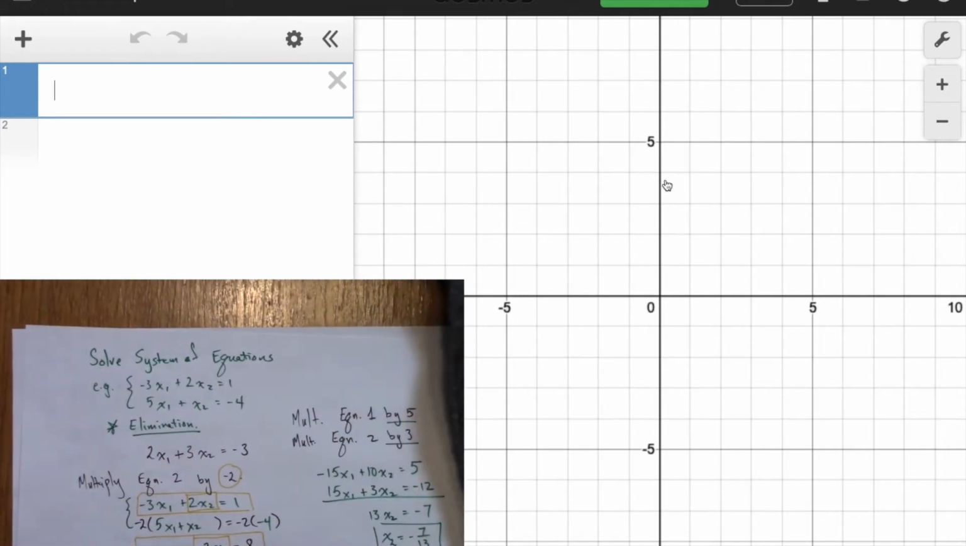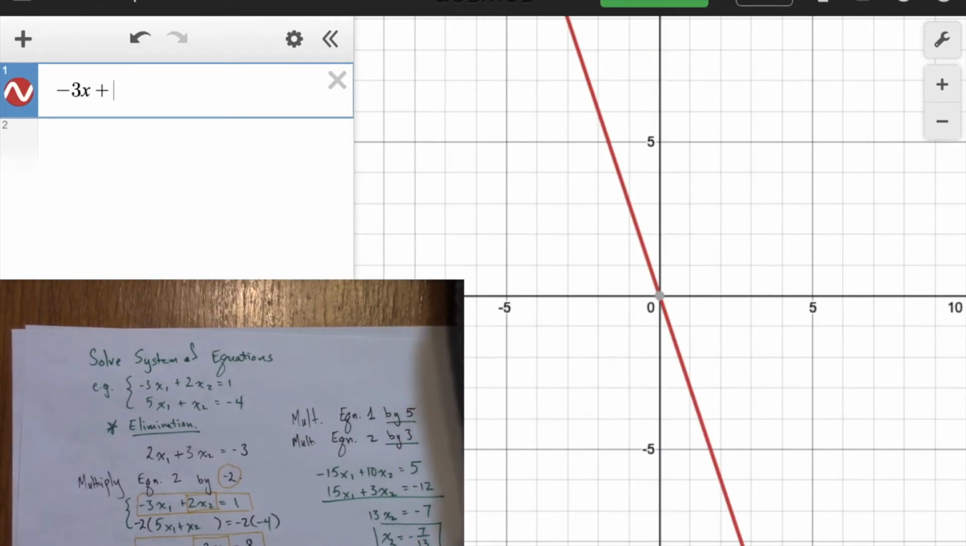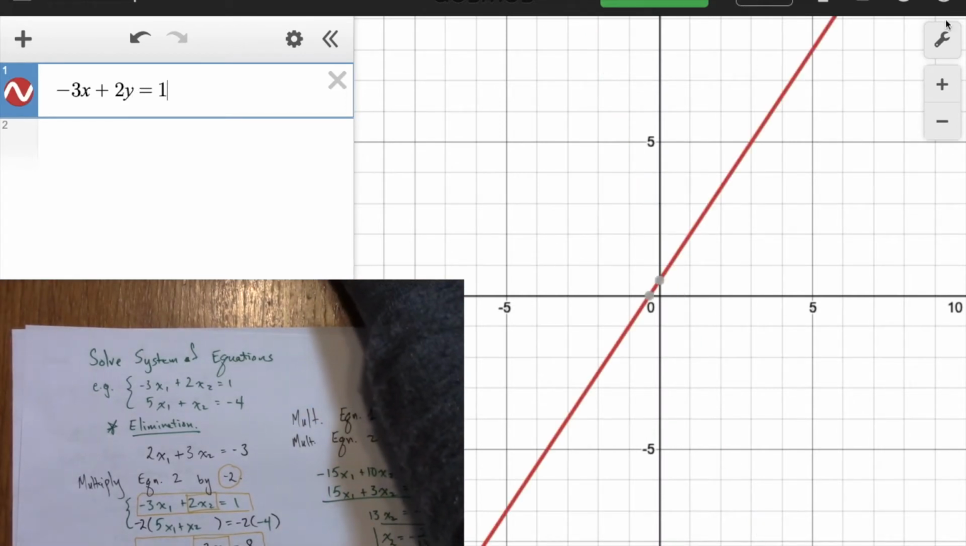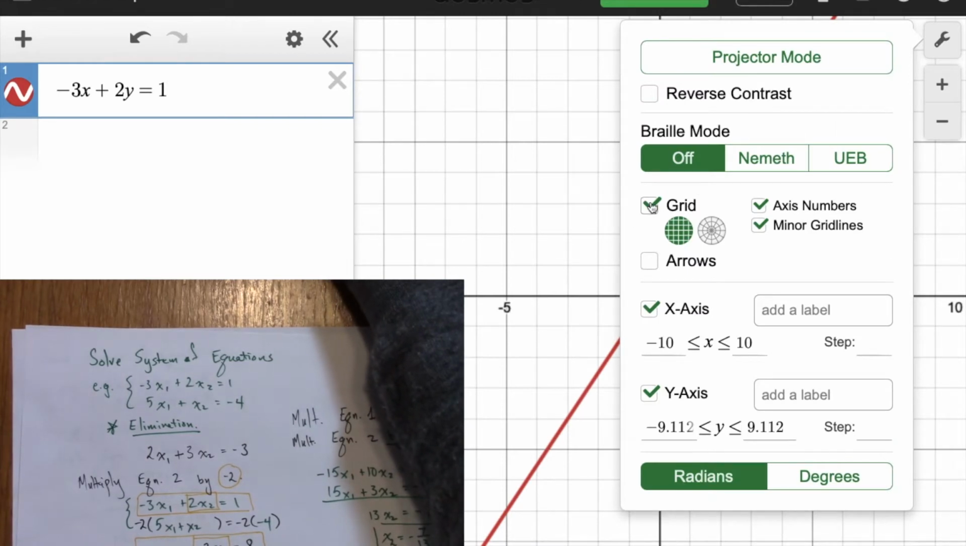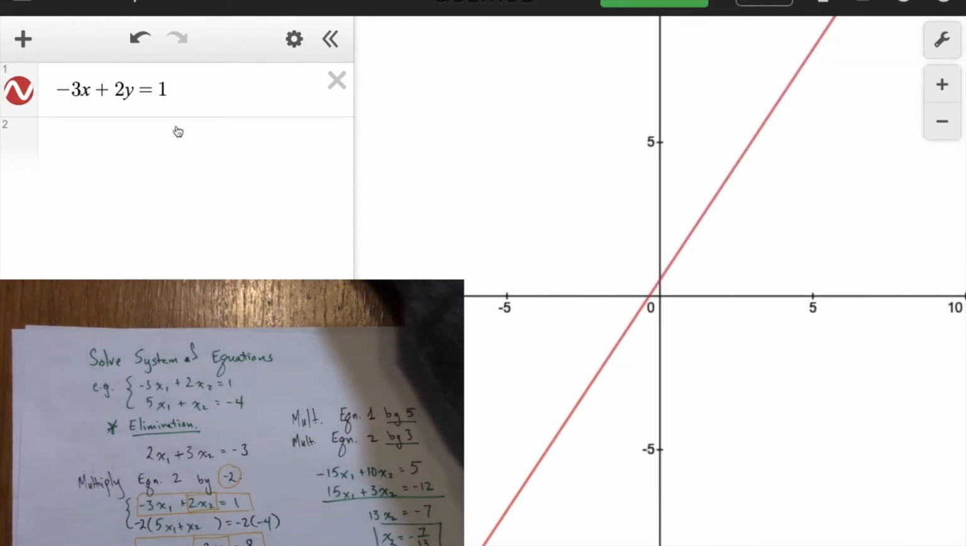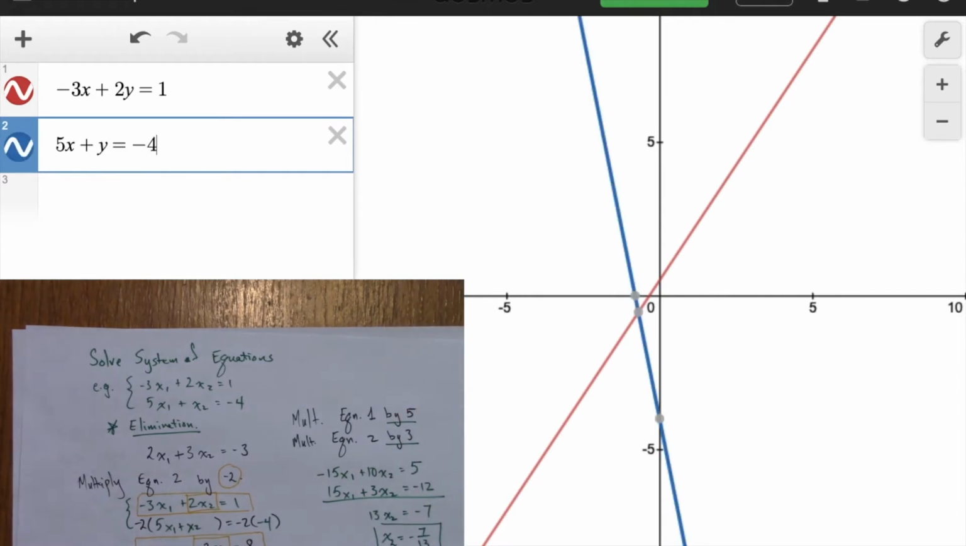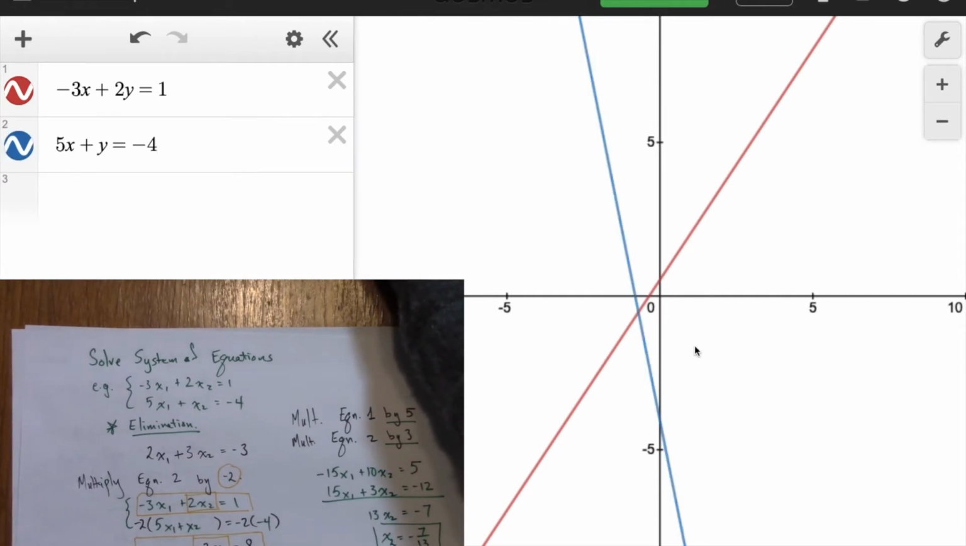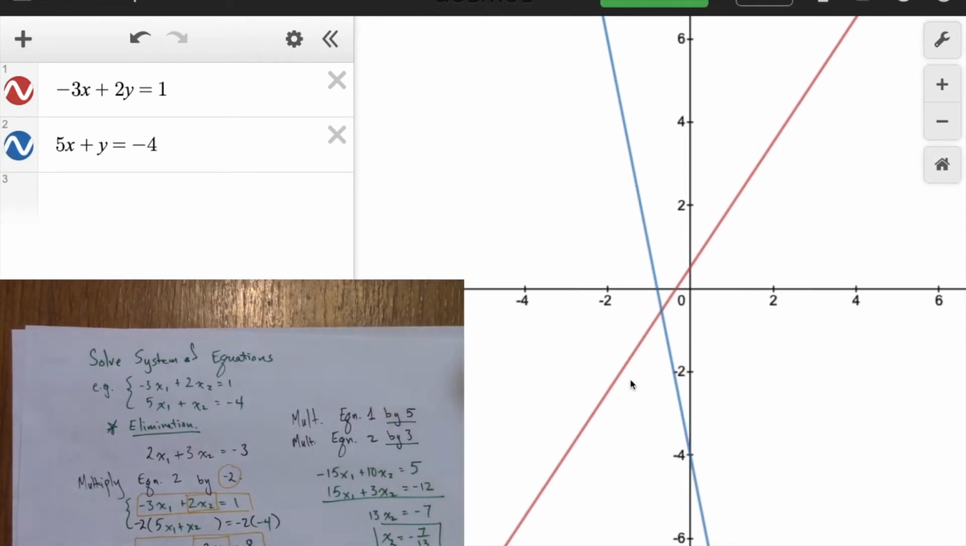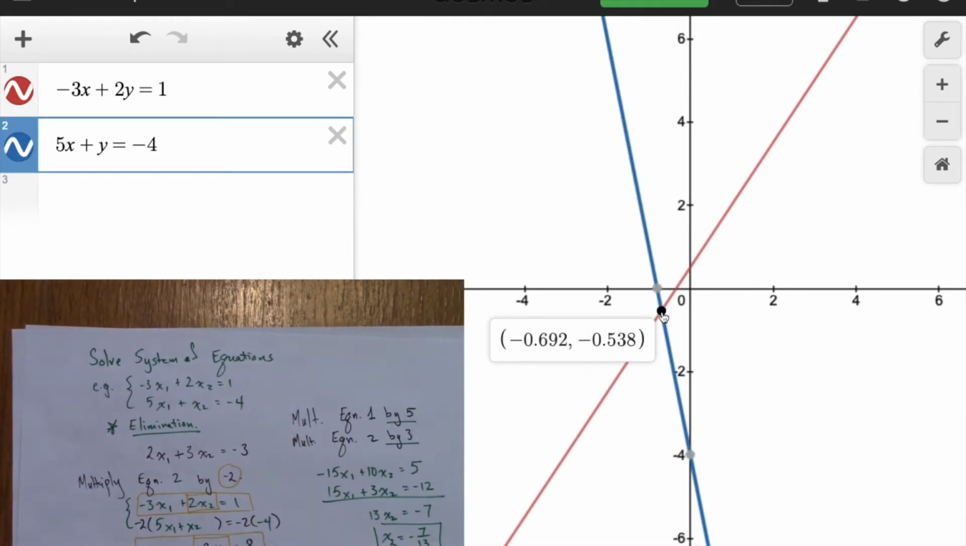So what I have here is negative 3x plus 2y equaling 1. And that's an equation that we get. So the equation corresponds to that line. And then the second equation is where I have 5x plus y equaling negative 4. And so the second equation corresponds to this blue line. And the solution to the system of equations corresponds to the intersection of these two lines.